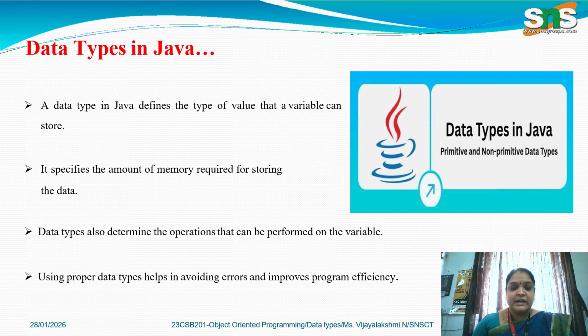Whenever you are creating a variable, memory will be created according to the size of the data type. For example, if it is integer, it will hold 2 bytes, so the allocation will be there in memory for 2 bytes. 1 byte is equal to 8 bits, so 2 bytes means 16 bits. Data types also determine what kind of operations we need to perform on the variable. And we need to use the proper data type to avoid errors and to improve program efficiency.